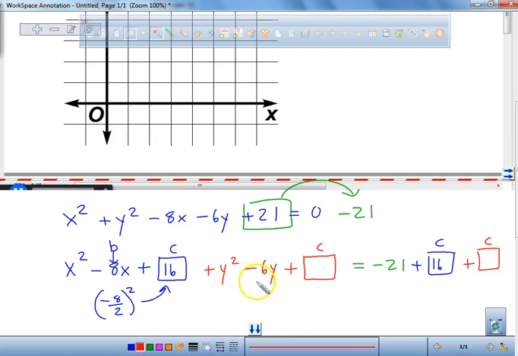So what are we going to do with this -6? We're going to take half of it and we're going to square it. So what's half of -6? -3. What's -3 squared?